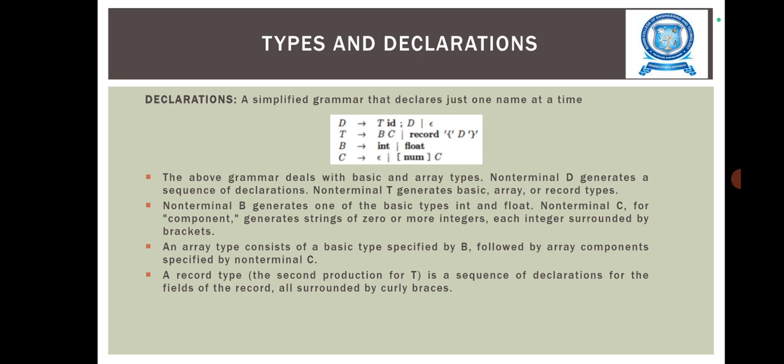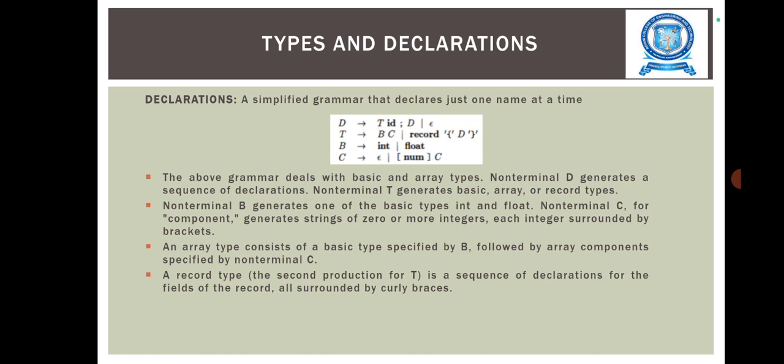Declarations. A simplified grammar that declares just one name at a time. This is the given grammar for the declaration. The above grammar deals with the basic and array types. Non-terminal D generates a sequence of declarations. Non-terminal T generates basic, array or record types. Non-terminal B generates one of the basic types int and float. Non-terminal C, for component, generates strings of zero or more integers. Each integer is surrounded by brackets.